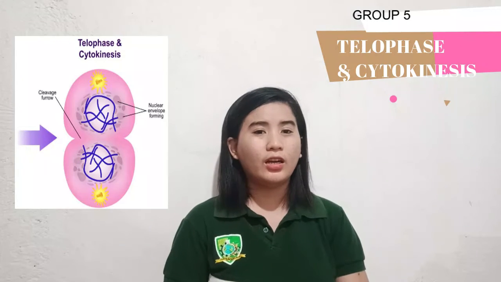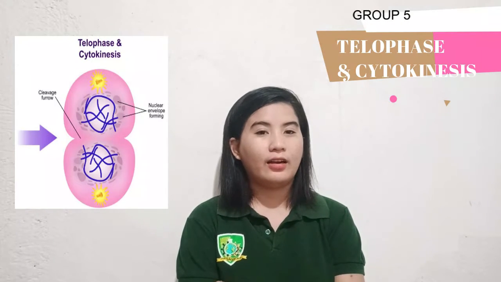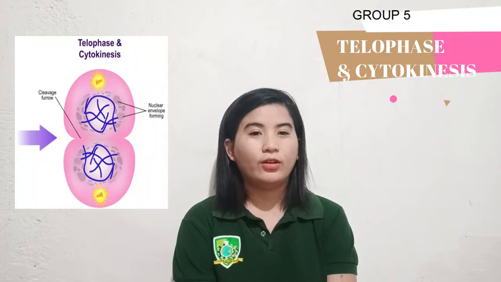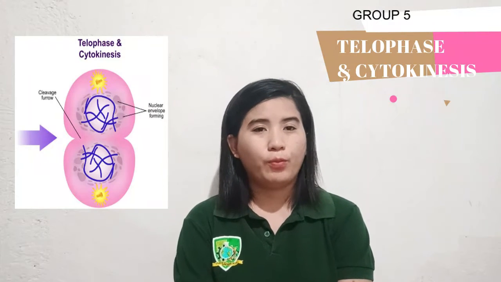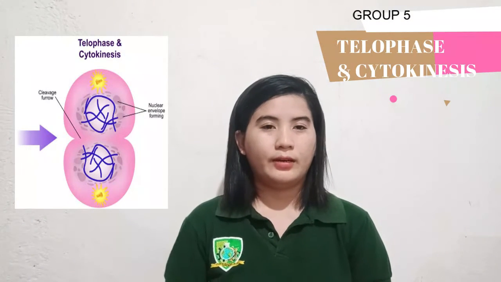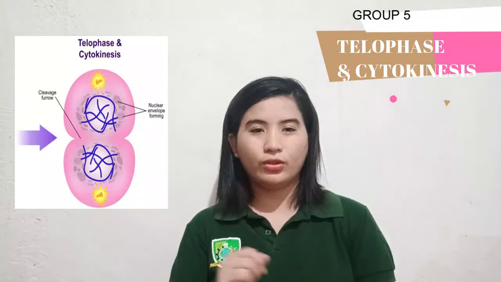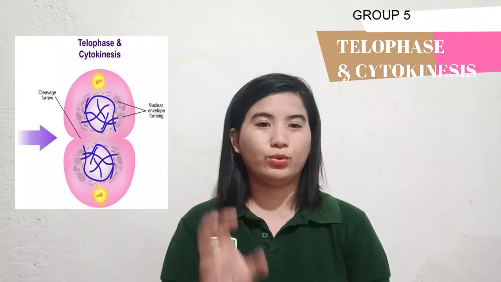Go to the last group, group 5. In group 5, they created a model of telophase, including cytokinesis. In telophase, the chromosomes break down again into chromatin, the nucleoli start to reform, and the nuclear membrane is also reforming. The cell continues to elongate, and then in cytokinesis the cell separates to make a new cell.